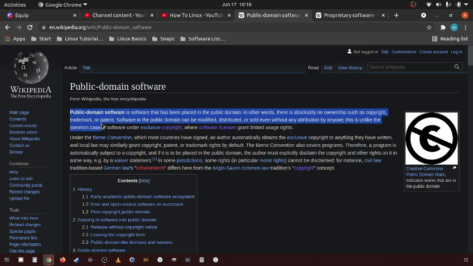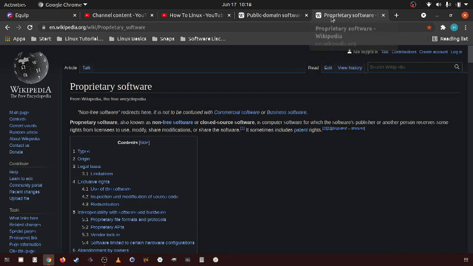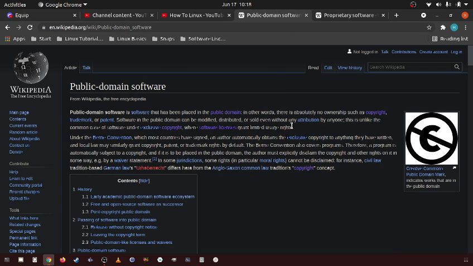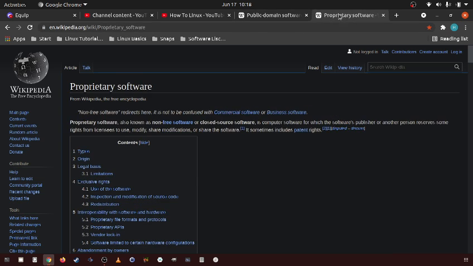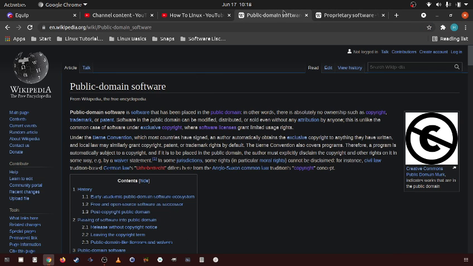This is unlike the common case of software under exclusive copyright, where software licenses grant limited usage rights, right? Okay. So the opposite of this is proprietary software. Proprietary software is all software that is released under a license. It is in some way proprietary, right? If it's released under a license, it's licensed under limited usage rights. Okay, so proprietary software is the opposite of public domain software.